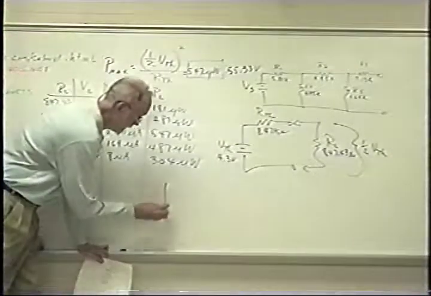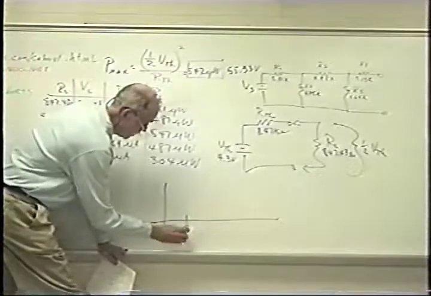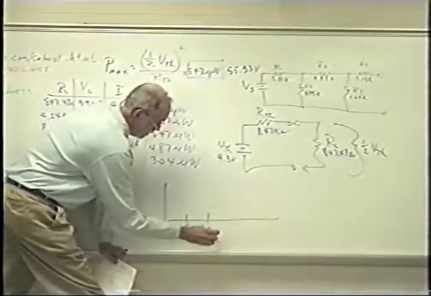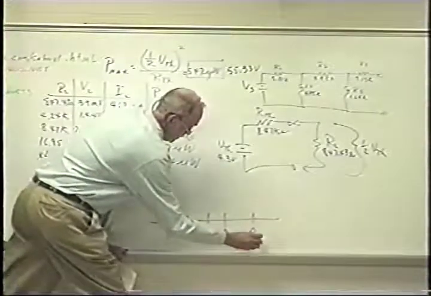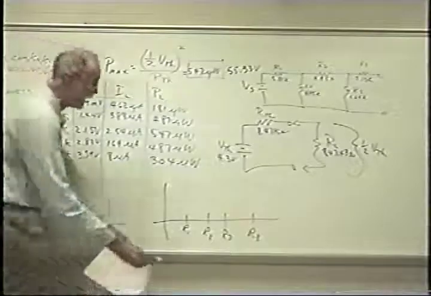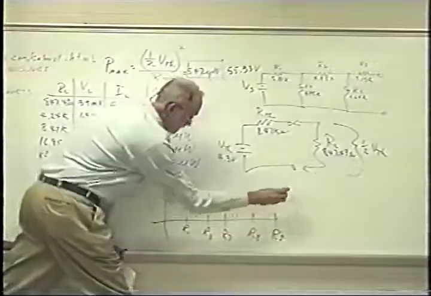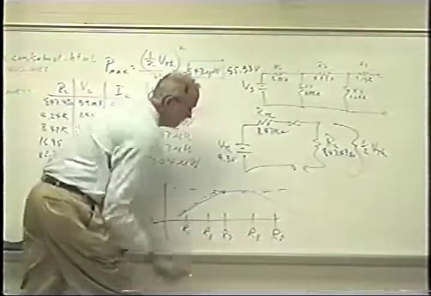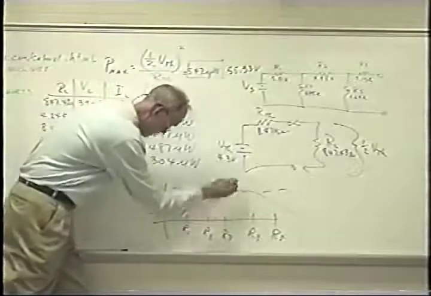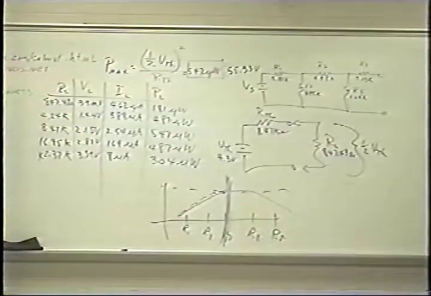So the graph of that down at the bottom of your worksheet would look something like this. You have R1, R2, R3, R4. I guess we had 5, didn't we? And you will find that it peaks out, and so your graph should look something like this, where the maximum power is delivered to the load when RL equals RTH. That's it.